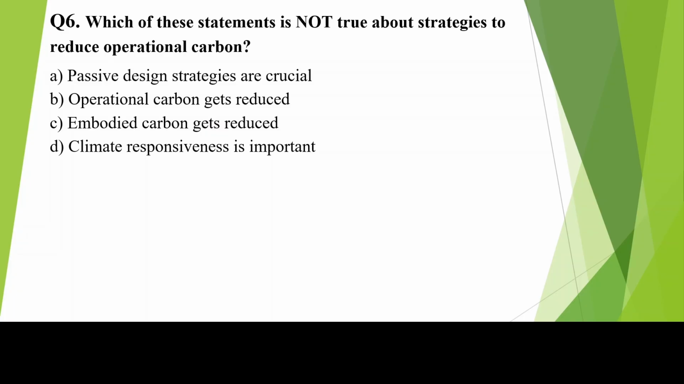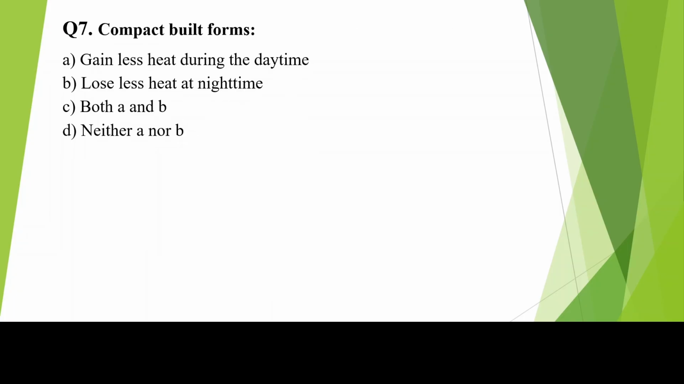Whoever has marked it, the question is talking about which of these is not true for reducing the operational carbon. So these passive strategies will definitely reduce the operational carbon, and climate responsive design will also, but embodied carbon is what it is talking about. Embodied carbon is completely different from operational carbon. So option C is the correct answer. All of you are correct. Let's move to the seventh question then.